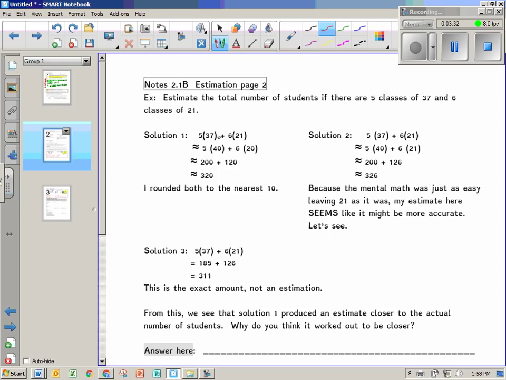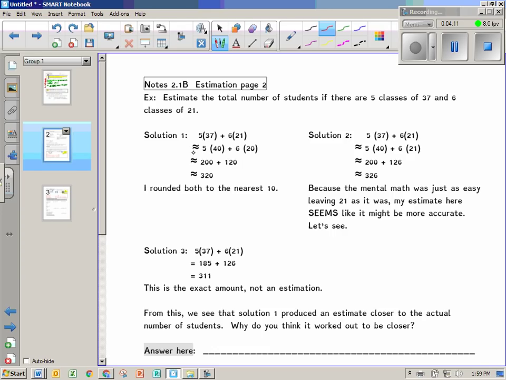You might not be familiar with these parentheses for multiplication, but if I want to multiply 5 times 37, and I do because I have 5 classes that all have 37 people in them, then the best way to do that is to use the parentheses. We're going to try to avoid using the X symbol for multiplication as much as possible. We talked about that in the last unit. Right here, we've got 6 times 21. So underneath, you're working down, showing your steps that way is important.